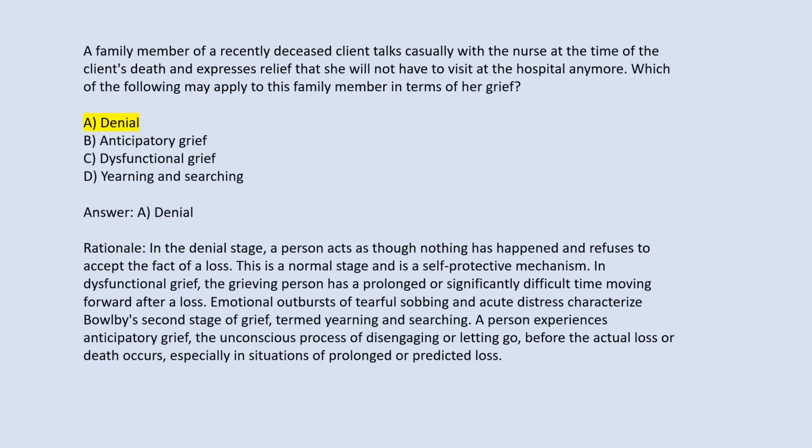Answer. A. Denial. Rationale. In the denial stage, a person acts as though nothing has happened and refuses to accept the fact of a loss. This is a normal stage and is a self-protective mechanism. In dysfunctional grief, the grieving person has a prolonged or significantly difficult time moving forward after a loss. Emotional outbursts of tearful sobbing and acute distress characterize Bowlby's second stage of grief, termed yearning and searching. A person experiences anticipatory grief, the unconscious process of disengaging or letting go, before the actual loss or death occurs, especially in situations of prolonged or predicted loss.